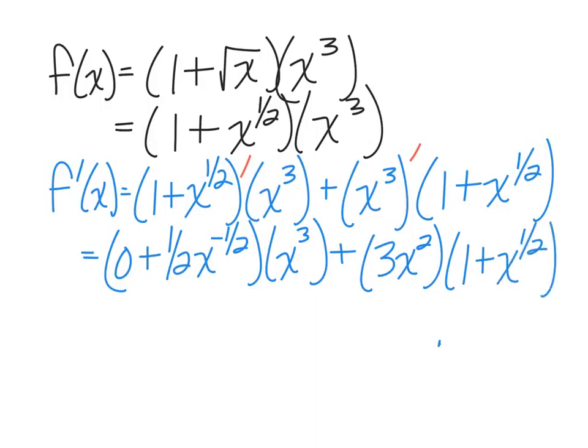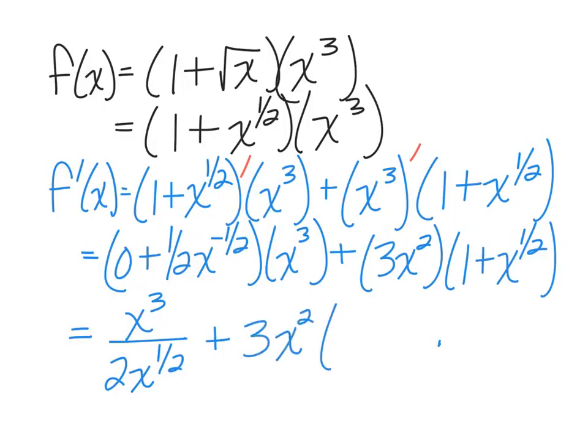And now all the differentiation is done. All that's left is to simplify. This first term is going to simplify into an x cubed over 2x to the 1/2 plus, and I don't know if there's much advantage in simplifying here, so we're going to leave it like that.